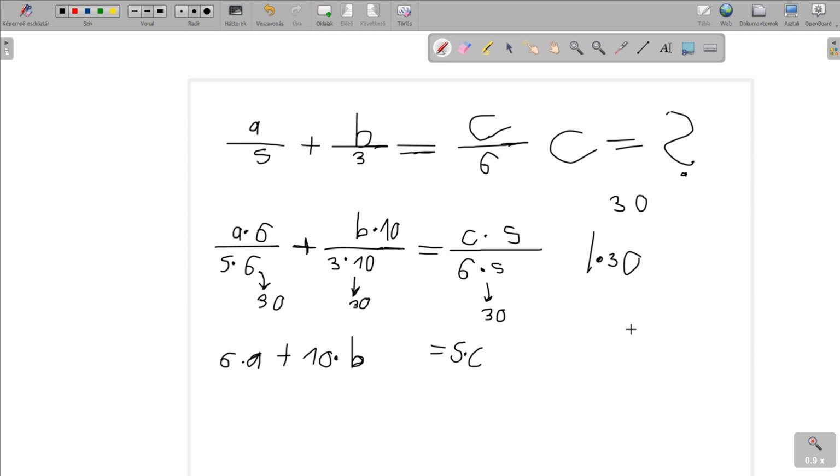And now the only thing that we have to do is get 1c, because right now we have 5c on the right hand side, so we have to divide by 5. And once again, remember that this entire thing is divided by 5, not only one of the expressions. That's something that you should definitely keep in mind. So you can basically do one of two things. You can say that this is 6a plus 10b, and we just make it a fraction once again and divide it by 5. That's going to be equal to c.